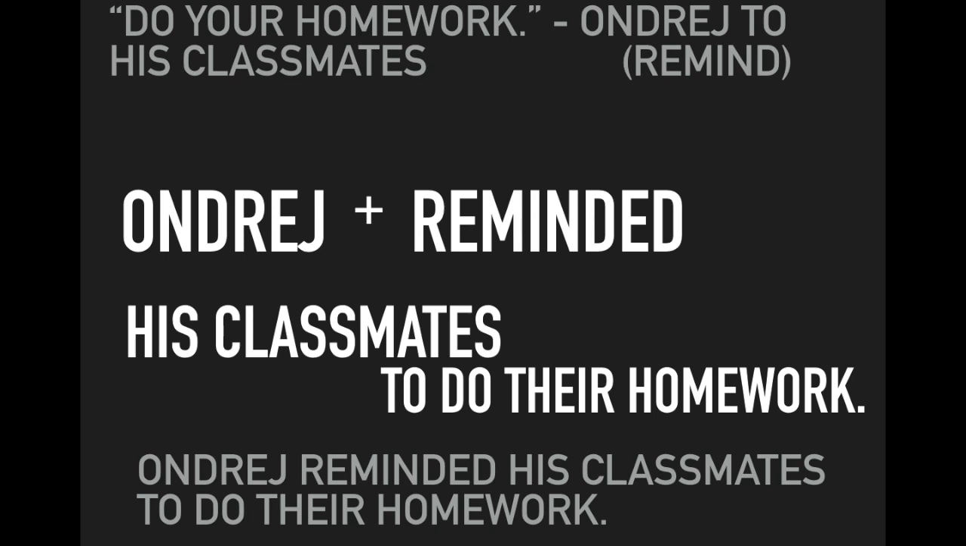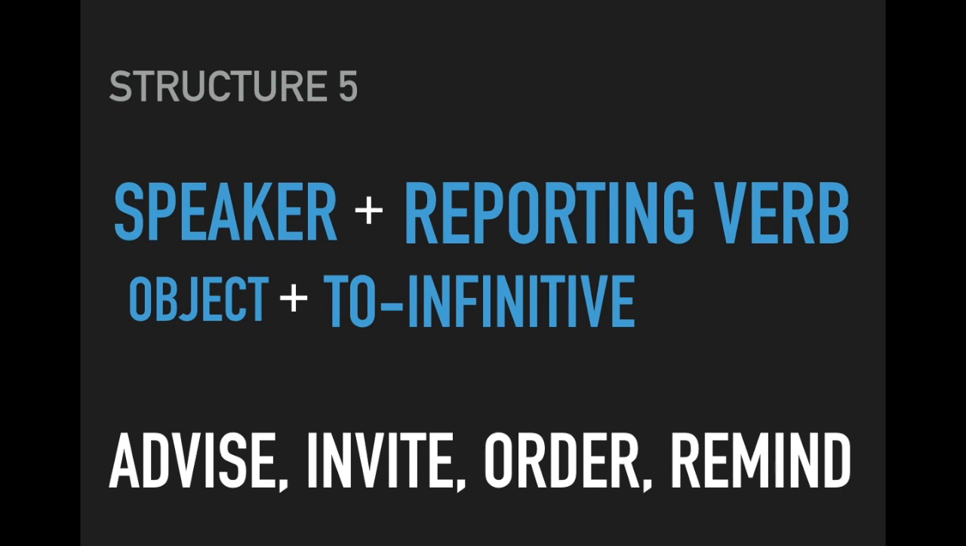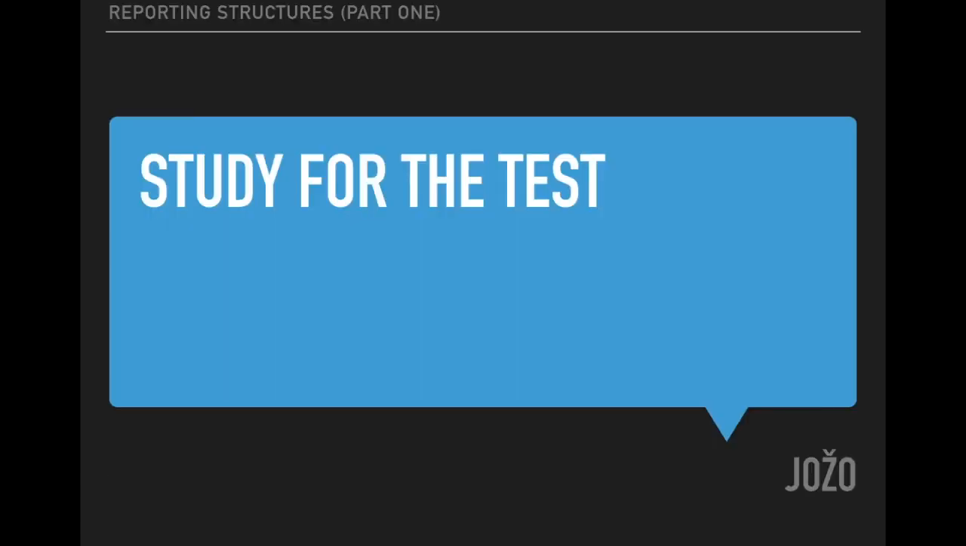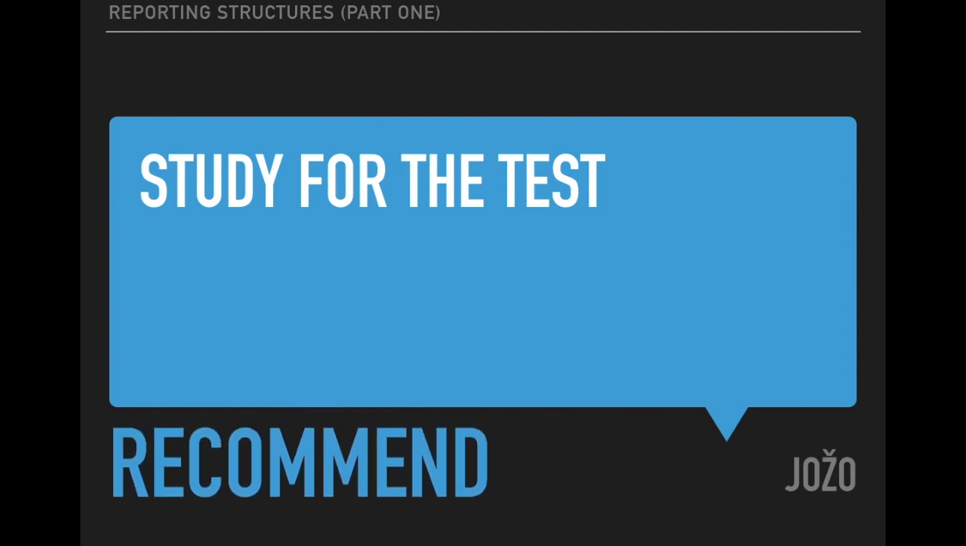So one last time, here's the structure for number 5, speaker, reporting verb, object, and to infinitive. And the verbs you should remember for number 5, advise, invite, order, and remind. So we'll move on to structure number 6. Here I have Yojo saying, study for the test. And we're going to report this using the verb recommend.